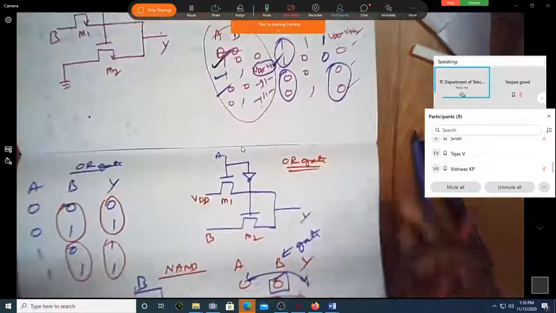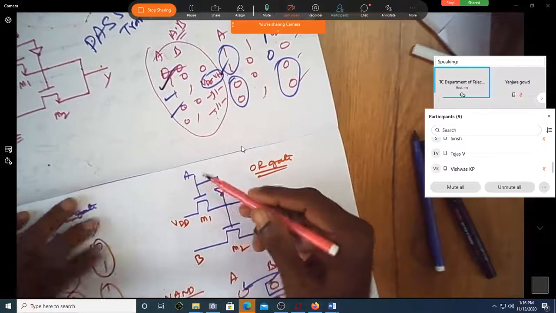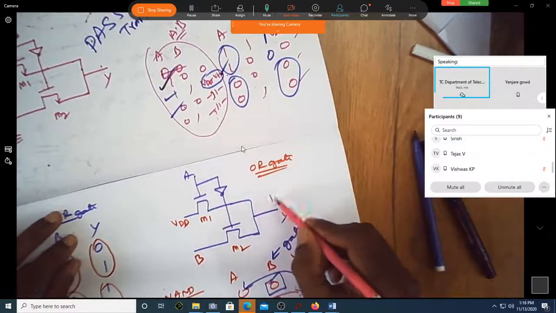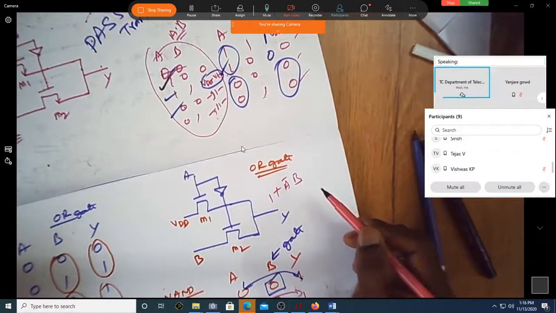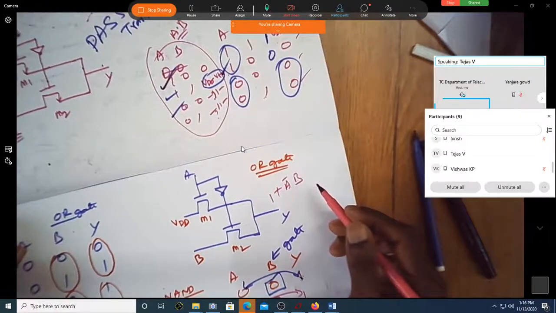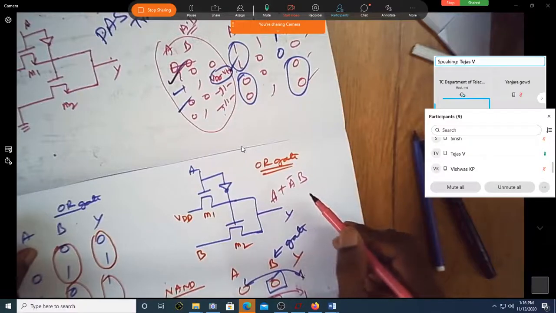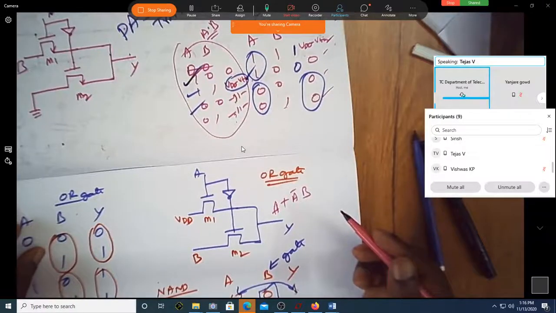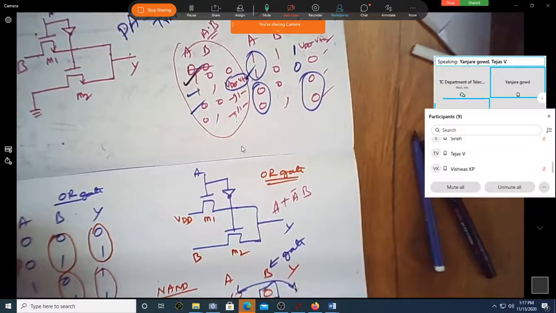Of course, the same thing is true here also. What do you have? This is VDD into A, what happens? VDD, that is 1, plus A bar into B. Is it correct? Sir, wrong. Sir, 1 plus A bar B is always 1. Okay, one second. This is A. Correct? Yes, sir. Is it A? Yes, sir. Something like that.